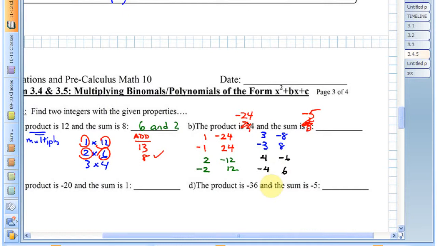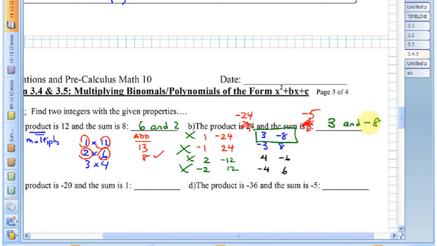Now, one of these combinations, when you add them together, gives you negative 5. Which one is it? Well, what's 1 and negative 24? That's negative 23. No good, right? 2 and negative 12, that's negative 10. Bad. Negative 2, 10. Bad. It's going to be one of the 3 and 8s. Which one, though? I want negative 5, right? So that would be the first combination. So your answers are 3 and negative 8.